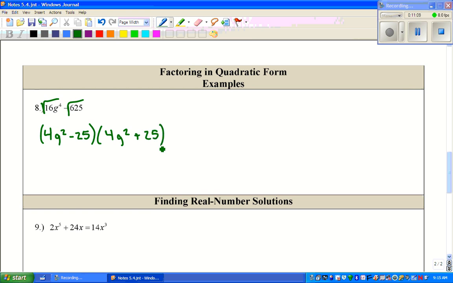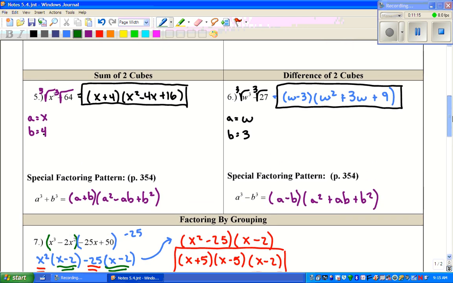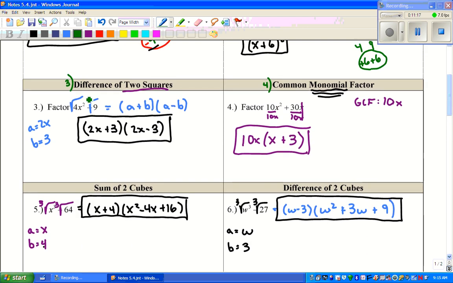Okay? You notice in the middle, guys, there's no g squared term. So it's almost like this one up here, the difference of two squares. All right?